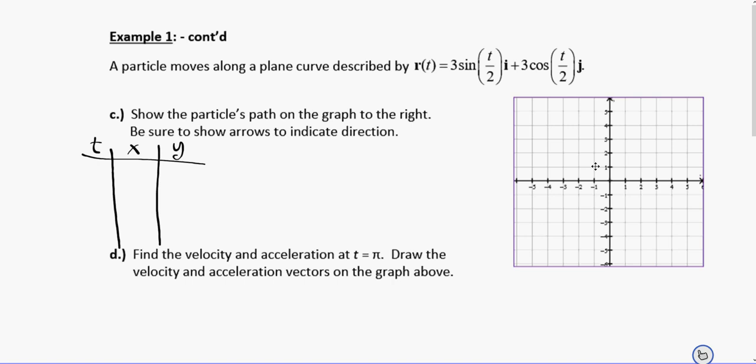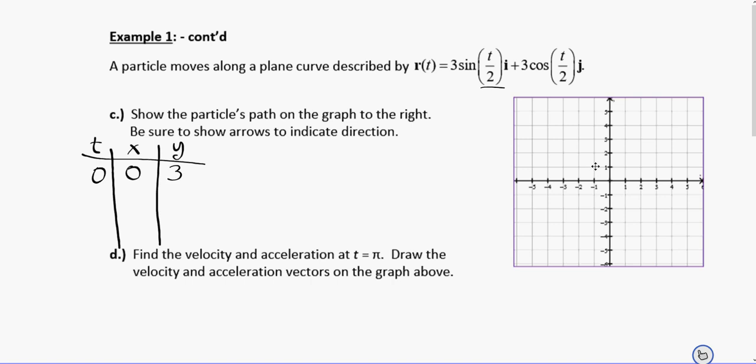Substituting in 0 seems to be pretty natural to do. 0 divided by 2, when I substitute 0 in for t, is 0. Sine of 0 times 3 is 0. Oh, I hope all the calculations are this easy. Cosine of 0 over 2, when I substitute 0 in, is cosine of 0, which is 1. Times 3 is 3.